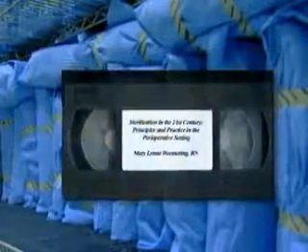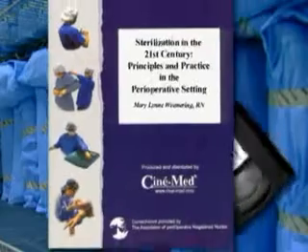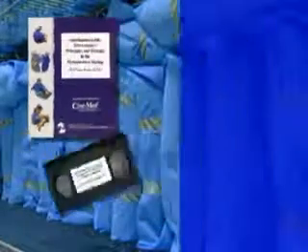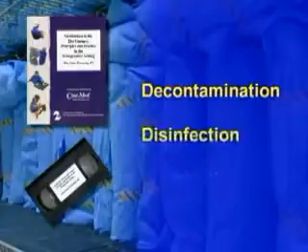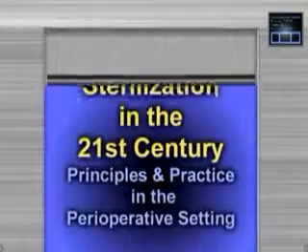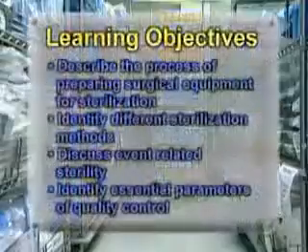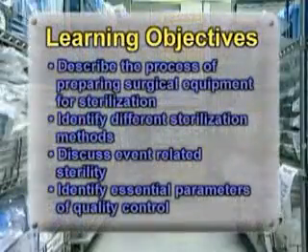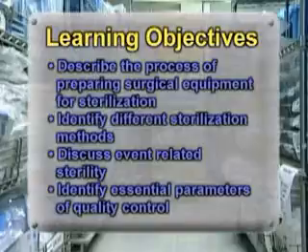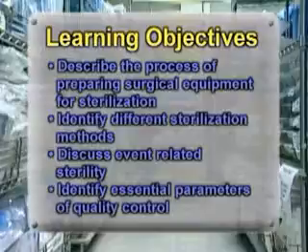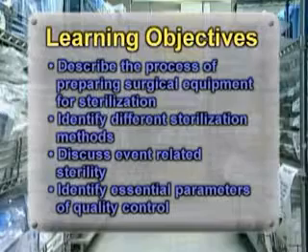This video and accompanying study guide will provide perioperative nurses and other healthcare professionals information regarding decontamination, disinfection, and the sterilization process. After completing this activity, the participant will be able to describe the process of preparing instruments for sterilization. Identify different sterilization methods. Discuss event-related sterility. Identify essential parameters of quality control for the sterilization process.